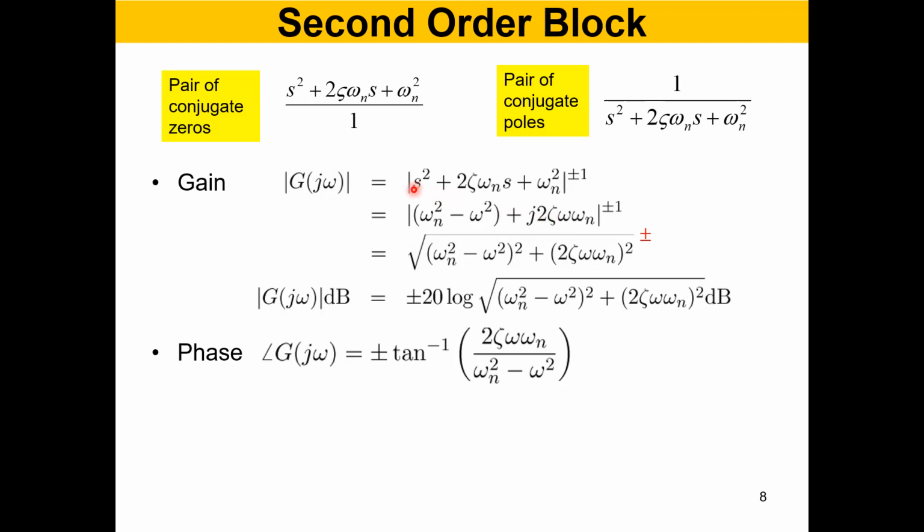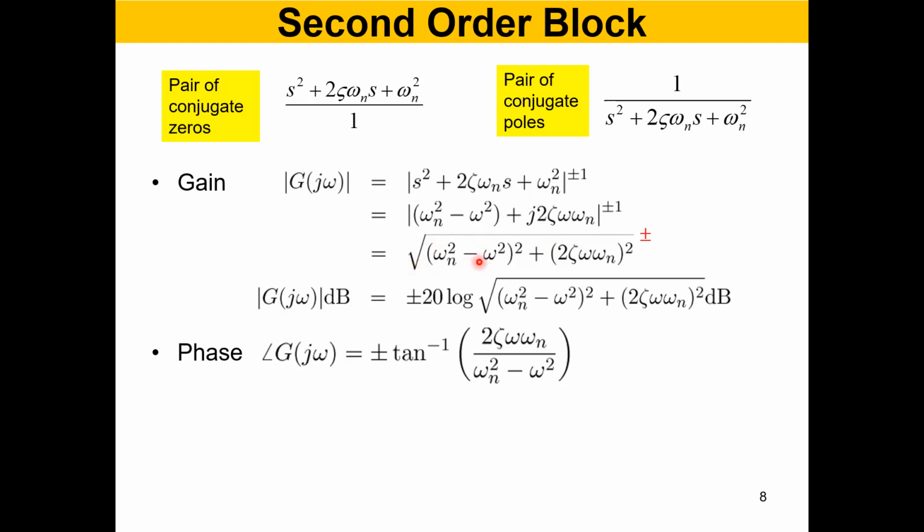Now, s is the variable. You substitute s equals j omega, right? Then this becomes omega square minus, and also this becomes j omega, right? So it is the imaginary part now. These two are real part. So you can clearly see the real part and the imaginary part. Now you want to take the squares, add them together and get the square root. Everything is, I think, pretty obvious here.